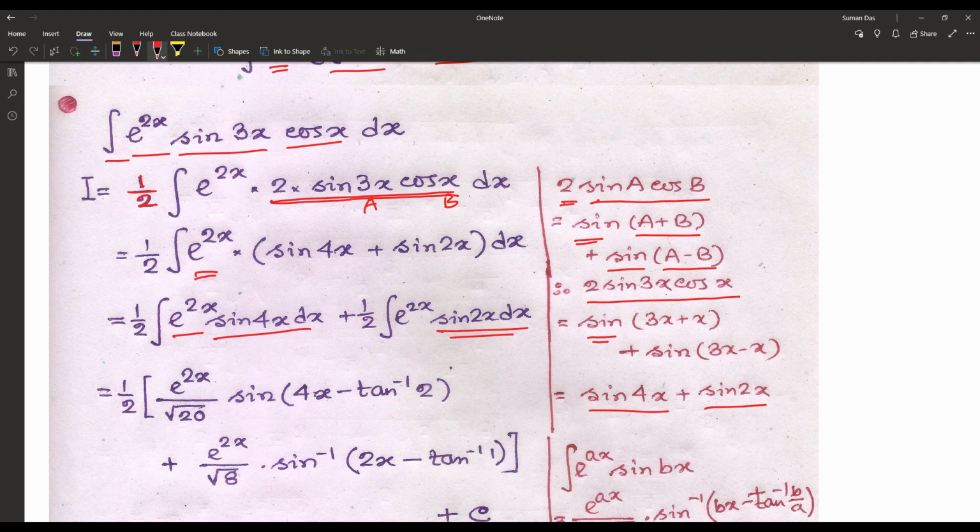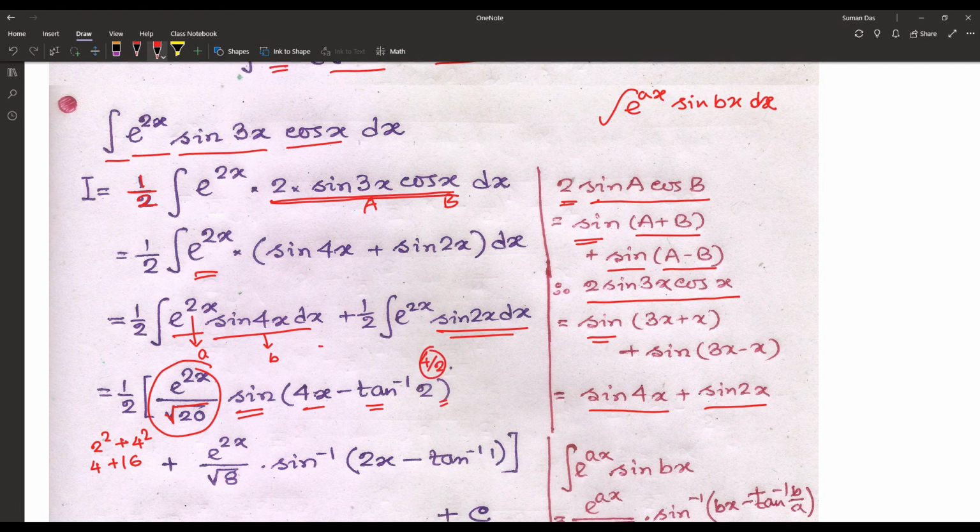Now just use the standard integral formula for e^(ax) sin(bx) dx. Here a is equal to 2 and b is equal to 4. So that is e^(2x) divided by the square root of a square plus b square. If we look at that, that is 2 square plus 4 square, that means 4 plus 16, square root of 20, times sin of (bx minus tan inverse of b by a), that is 4x minus tan inverse of 4 by 2, or 2. That is the first one.